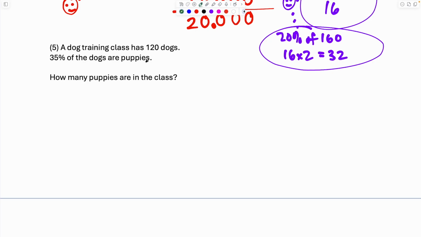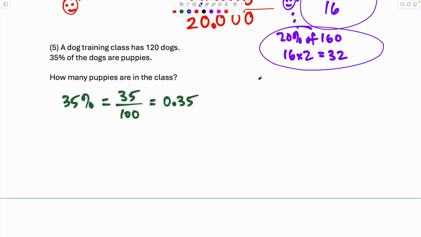Question 5, a dog training class has 120 dogs. 35% of the dogs are puppies. How many puppies are in the class? So for this one, we're just going to take 35%, and we start by expressing this as 35 out of 100. And then this is equal to 0.35. Okay, so this is our percent as a decimal.